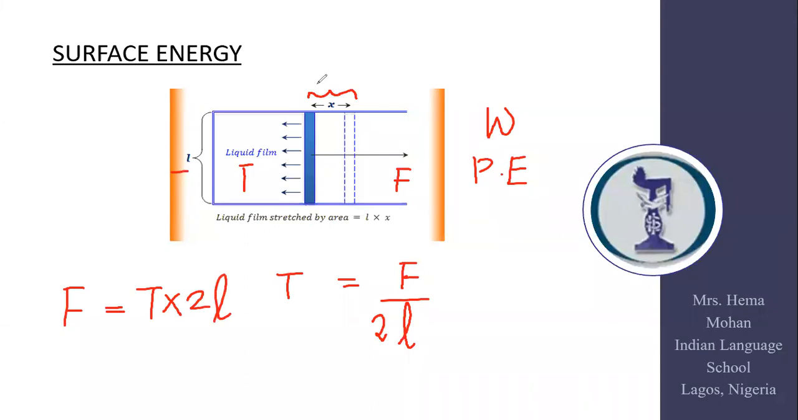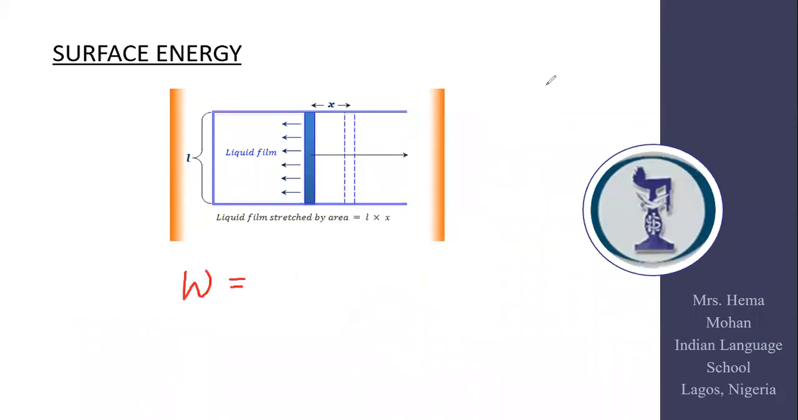Now, if this is the force and the displacement that I have produced is X, what am I going to say about my work done? It's going to be T times 2L times X. This is the work done in order to pull it out. This work done is going to be stored in the form of energy on the surface. But we need the work done per unit increase in area. Work done is T times 2LX.